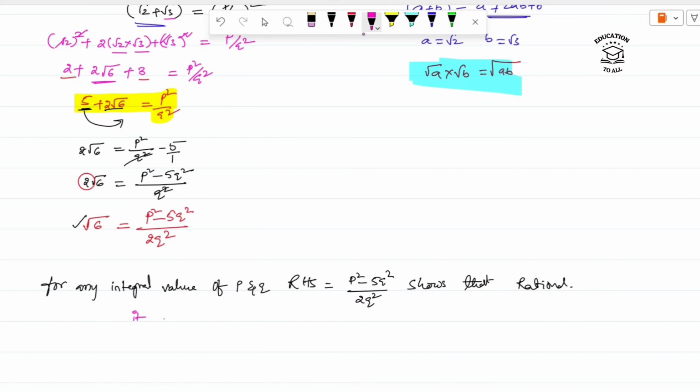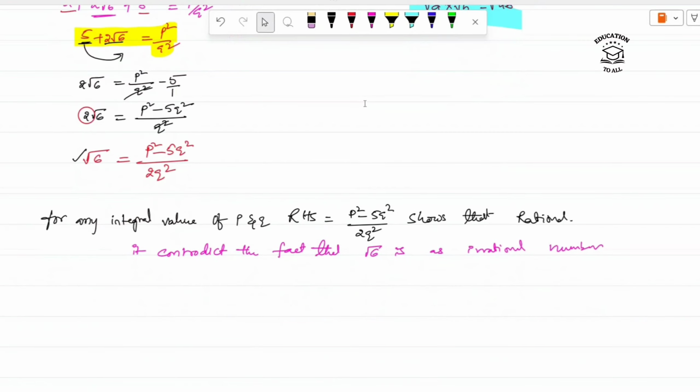It contradicts the fact that, what is the fact? Root 6 is an irrational number. Then our assumption is wrong. Then our assumption is wrong. Therefore, root 6 is irrational.